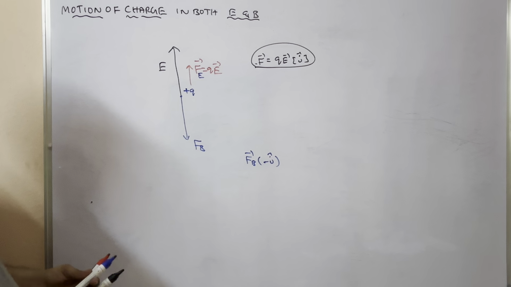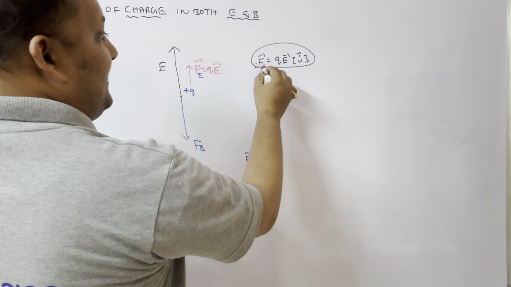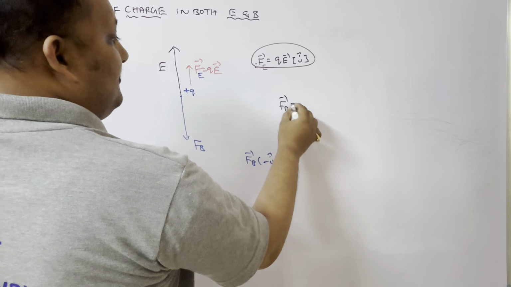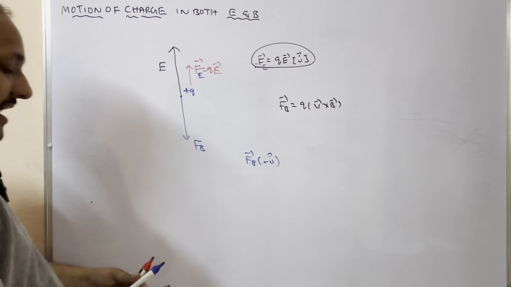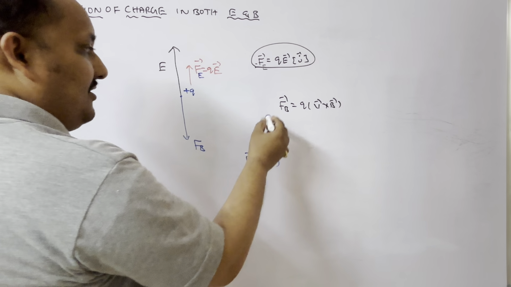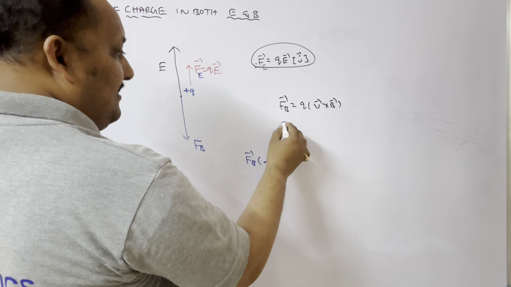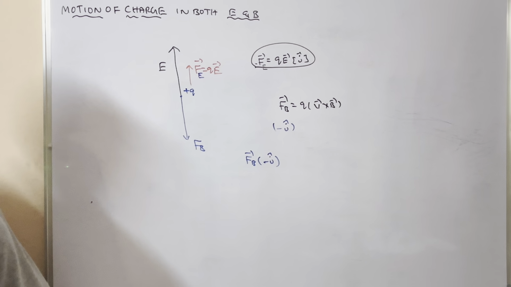Okay, motion of charge in magnetic field already we discussed. So further, what is the formula? This is F_E. So F_B bar is equal to Q into V bar cross B bar. Already one direction is going to be decided. That is nothing but minus J cap, isn't it?